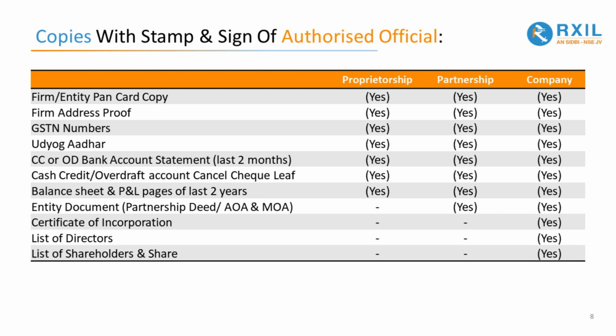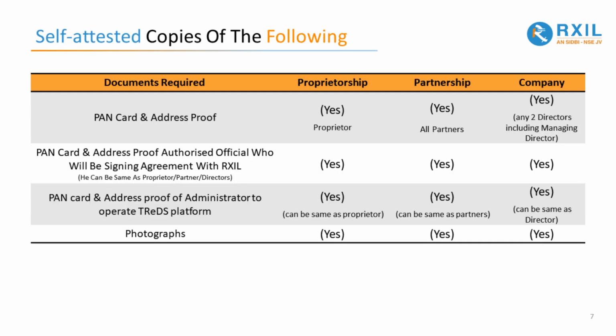KYC documents of proprietor in case of proprietorship firm, all partners in case of partnership firm, any two directors in case of a company, Karta in case of HUF, chairman in case of trust or society. KYC documents of authorized personnel who will execute documents with RxIL, and KYC documents of the administrator who will receive the ID and password and operate the platform, and photographs of all the individuals whose KYC has been submitted.